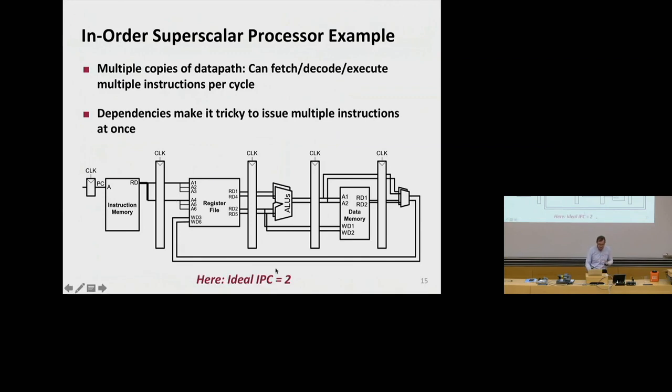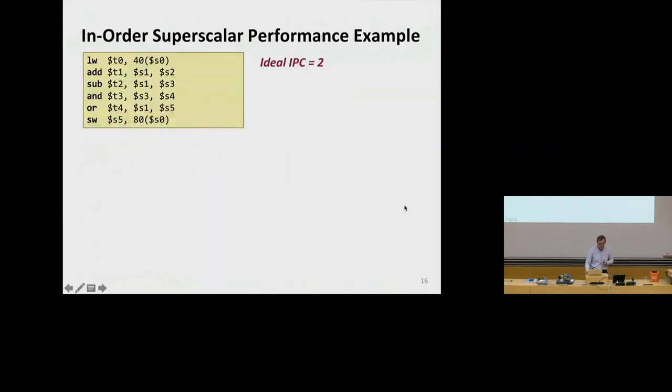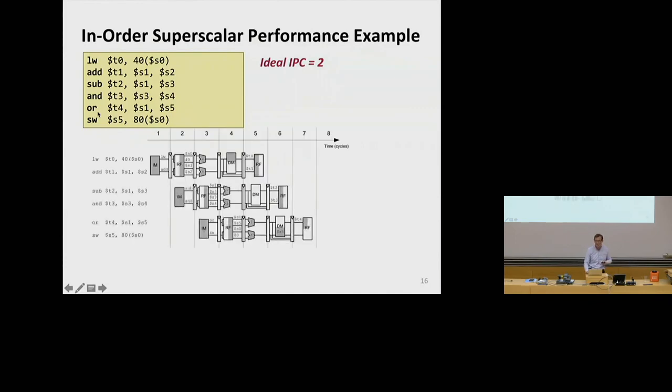So here, ideal IPC is 2, clearly. But let's take, so this is an example where the consecutive 2 instructions are independent of each other. So if you look at them over here, yes.